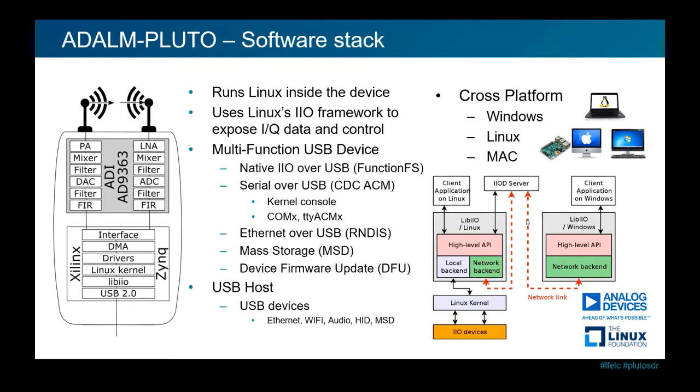Like I said, it uses the IIO framework and also the libiio. The concept of libiio can be seen over here. There are basically on the bottom IIO devices, and then there is the library running on top of it. It communicates through the local backend with the Linux kernel and provides a high-level API to the user or to client applications that run on top of Linux. In addition, there is an IIO daemon, a server that also runs on the Pluto, that provides exactly the same interface over a network or a USB link to a remote library running on a different computer. This is completely transparent to the user, so the client application running over here doesn't really know whether it's talking directly to the hardware or through a network or USB link.